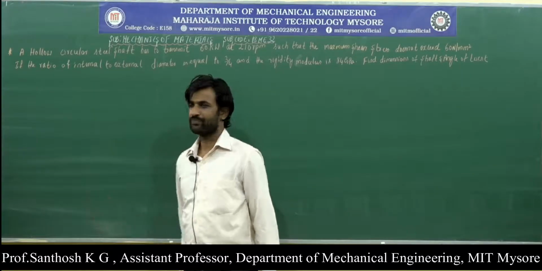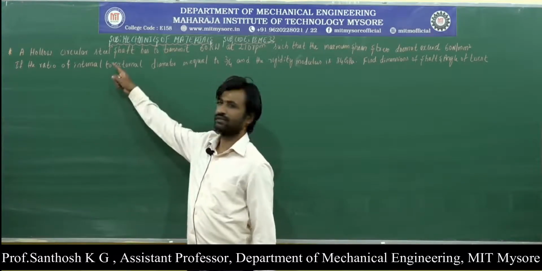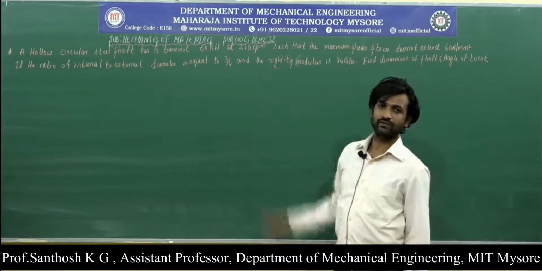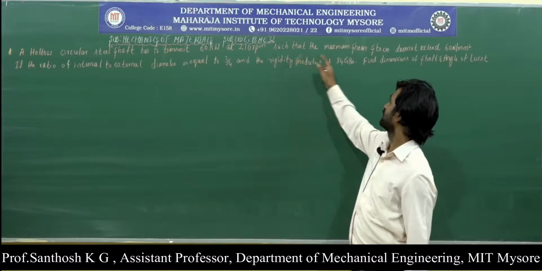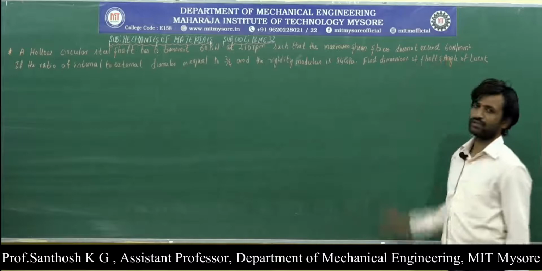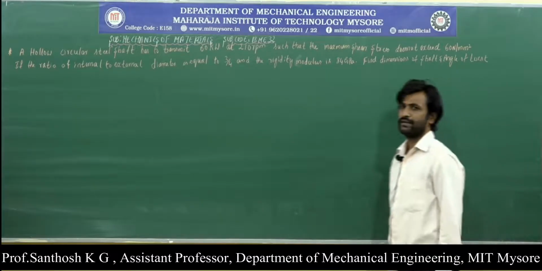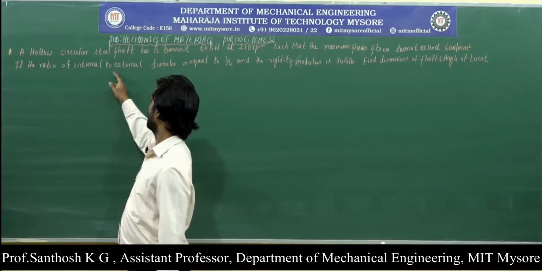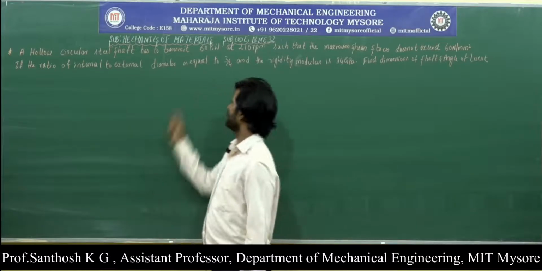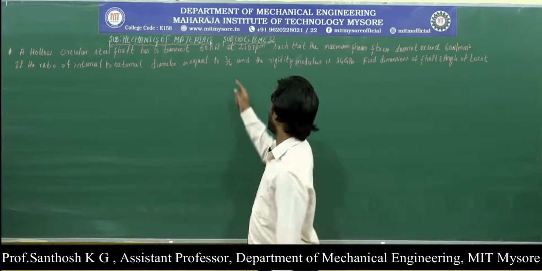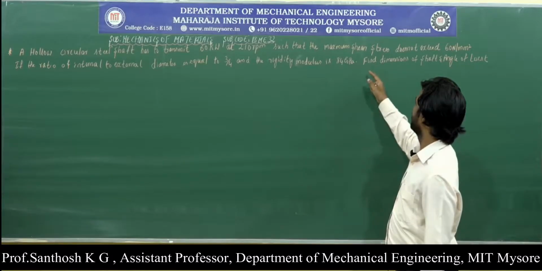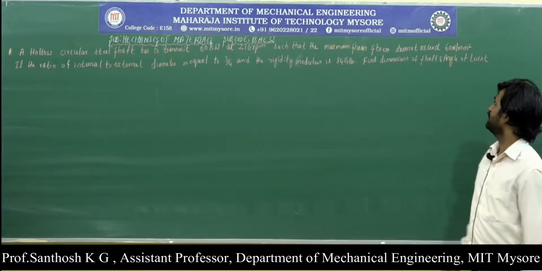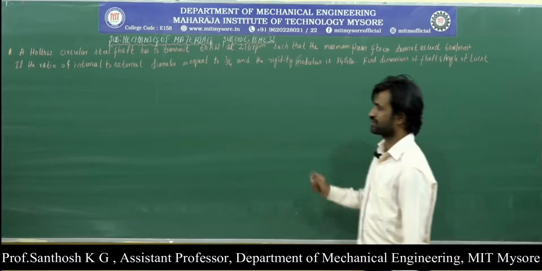The numerical given is like this: a hollow circular steel shaft has to transmit 60 kilowatt at 210 rpm such that the maximum shear stress does not exceed 60 Newton per millimeter square. If the ratio of the internal to external diameter is equal to 3/4 and the rigidity modulus is 84 gigapascal, find the dimensions of the shaft and the angle of twist. So, this is the problem given.